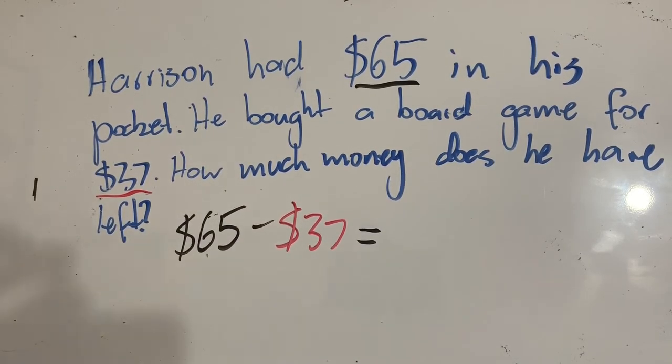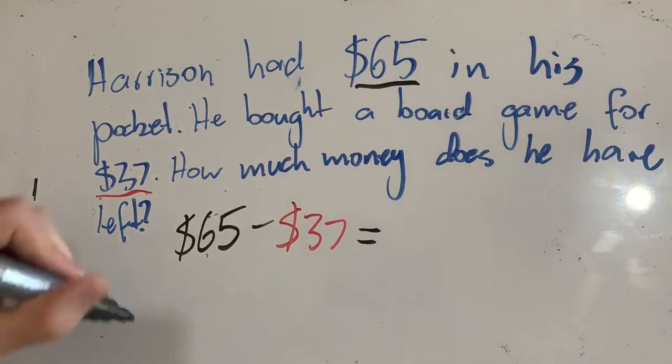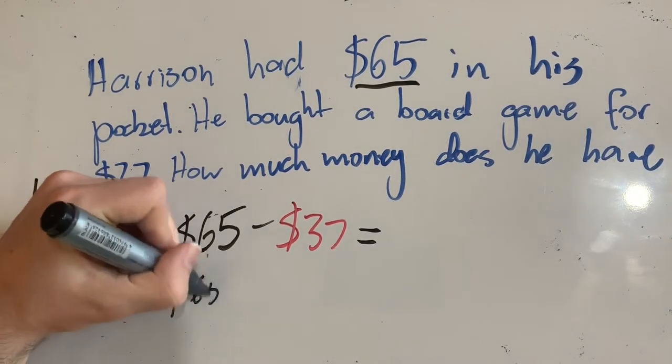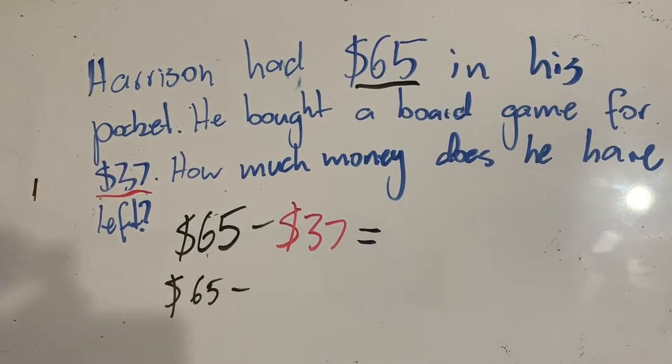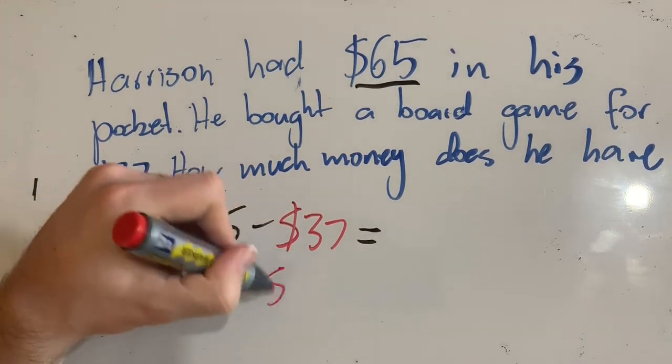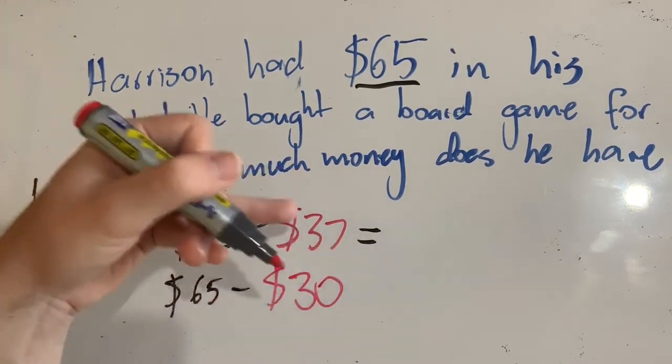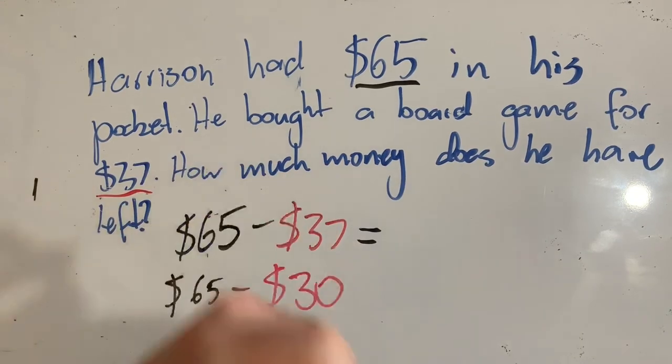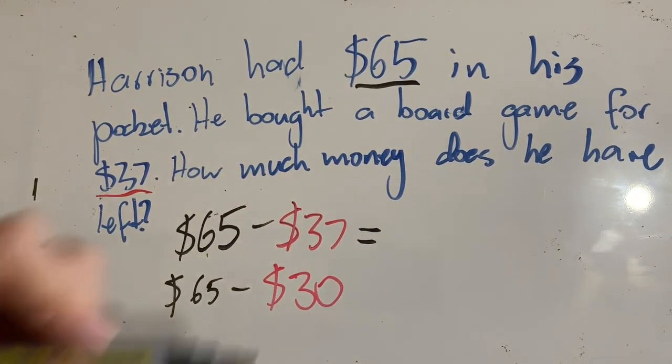So let's just work down the page then. So we'll have still got 65. We haven't done anything to that yet. And we're going to take away $30 because we're breaking it into tens and units. $30 minus $7.